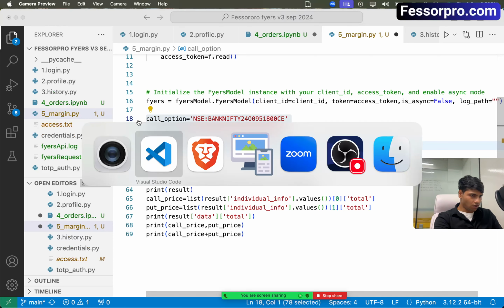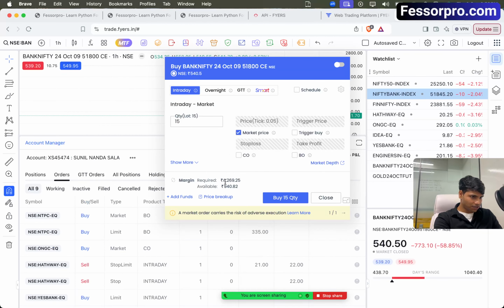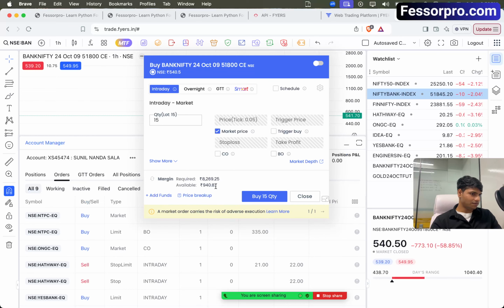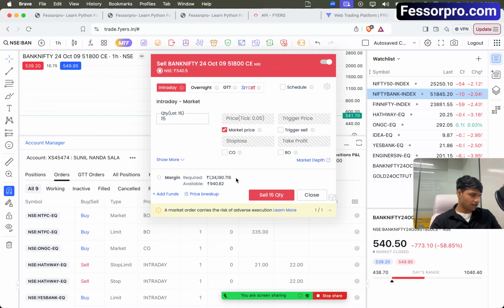Now, if I want to buy this call option and I click on buy, you see it is showing me margin required. This is the amount of money I need, 8,264, and available is how much money I have. This is the money I need to buy 15 lots. But if I click on sell, this will change. Required margin is 1,34,190. This information is crucial for option trading. If you don't get this, you'll miss an important part, right? So if I buy, it should give me 8269, but if I sell, it should give me 134190.